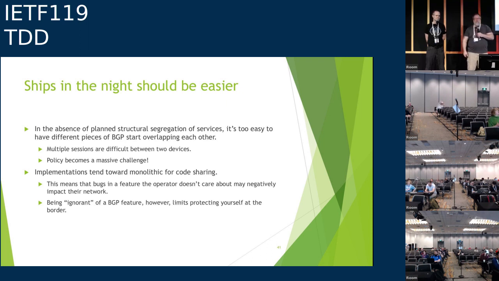So implementations tend to go towards monolithic, for code sharing. What this means is operators end up with features that they don't care about, which means that they have bugs that might be in the code path that they shouldn't be getting tickled by. BGP is perfectly happy to deal with things as an ignorant speaker. Maybe it's nicer to be able to say, I want to play dumb. I don't care about this thing. If it passes through and hits somebody that actually cares about it, well, that's their problem.